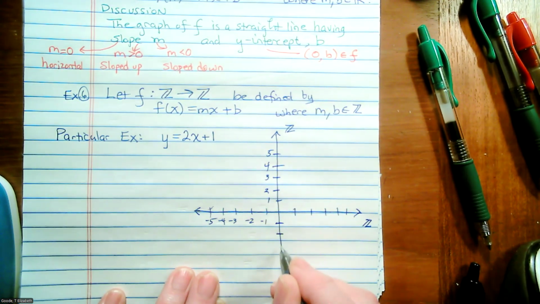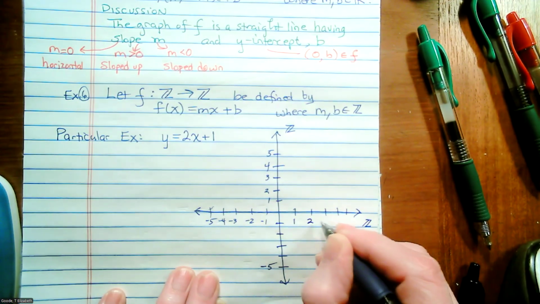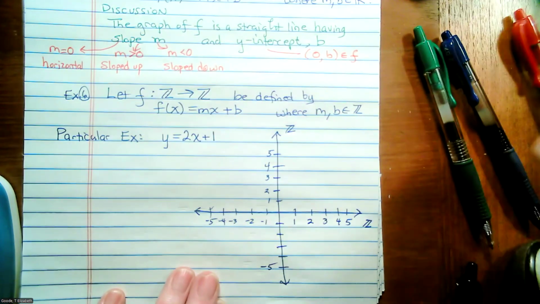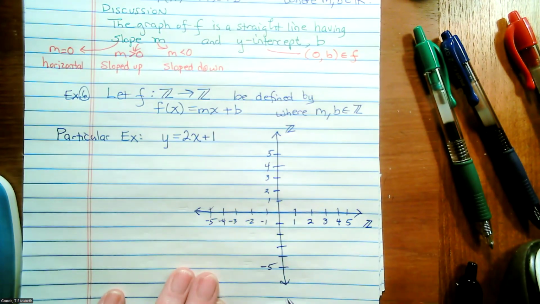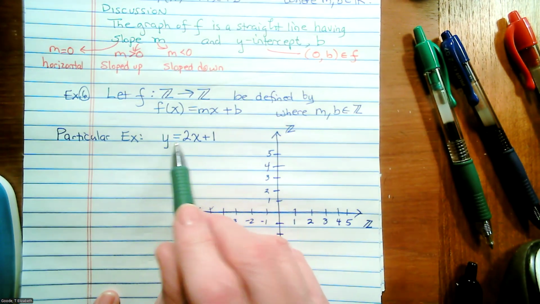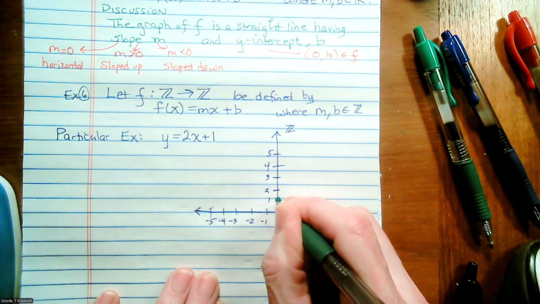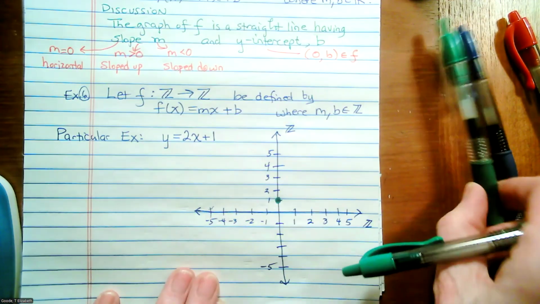And -1, -2, -3, -4, -5. It's not perfect, but you get the idea. Right, so let's graph some points that are on 2x plus 1. When x is 0, of course, y is 1. So (0, 1) is the y-intercept, and we expect that 1 would be the y-intercept.